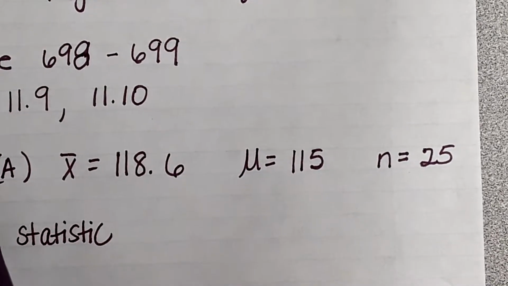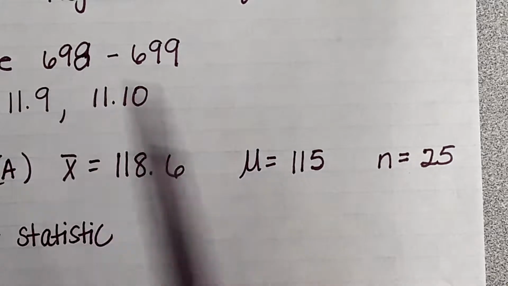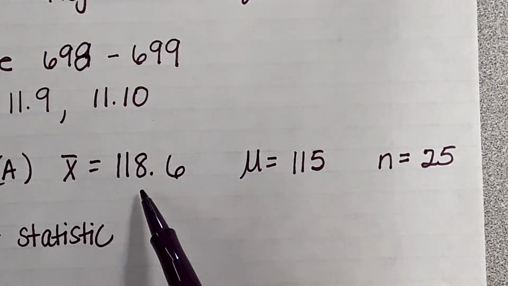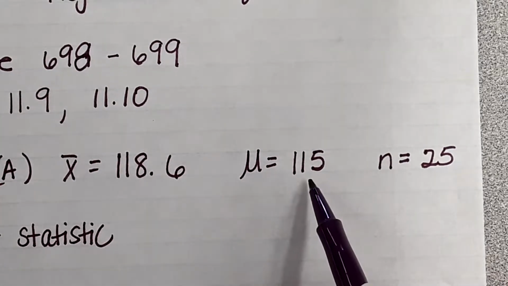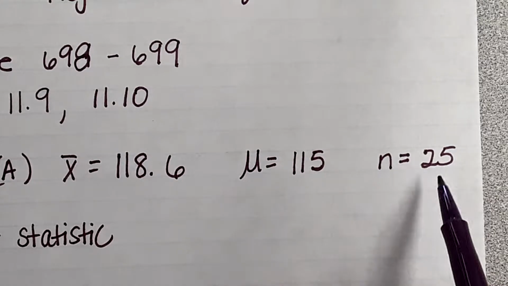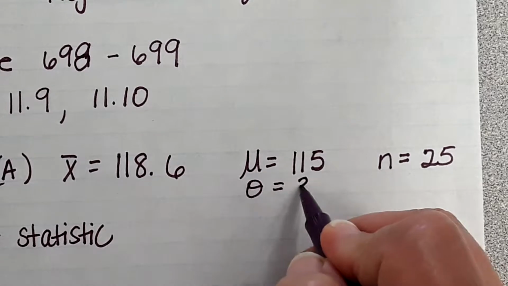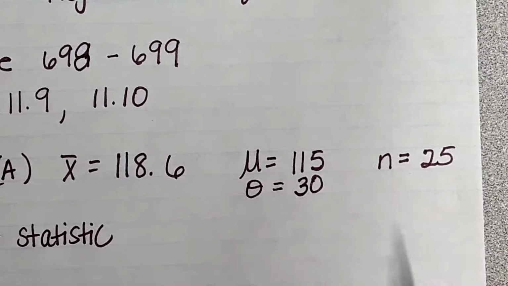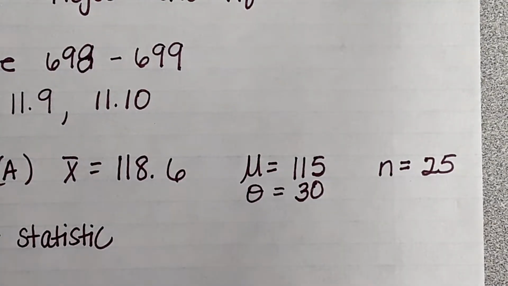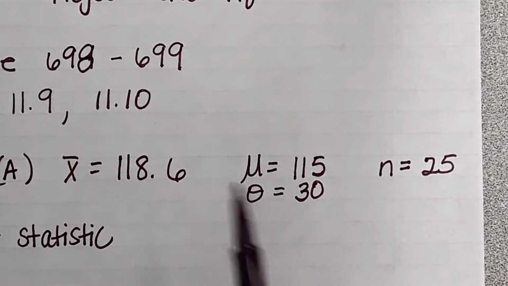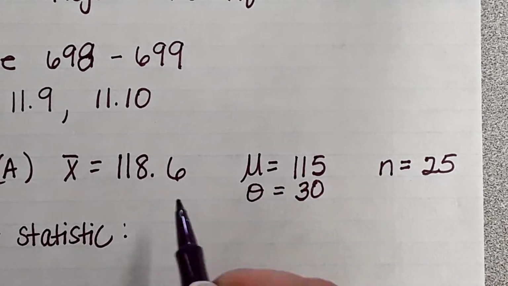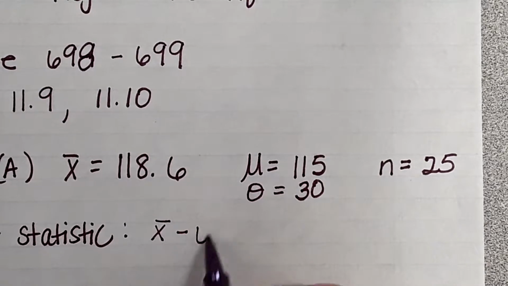So we're doing problem 11.9a on page 698. We've determined that x bar is 118.6, mu was 115, our n was 25, and what did they say our sigma was? 30, right? Okay, so what we're going to do now is a test statistic. So our test statistic is x bar. I'm going to write the formula out.